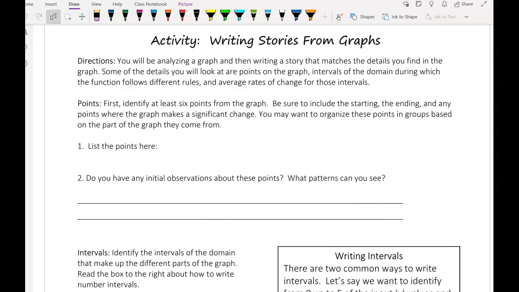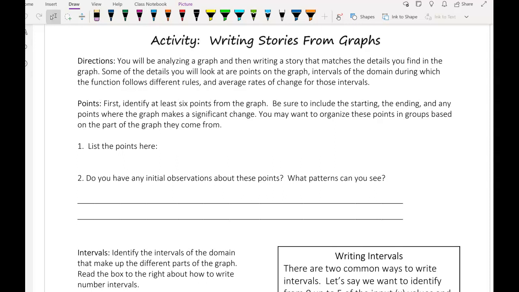Right, today we're going to take a look at the activity Writing Stories from Graphs. So the directions: you'll be analyzing a graph, then writing a story that matches the details you find in the graph. Some of the details you will look at are points on the graph, intervals on the domain during which the function follows different rules, and average rates of change for those intervals.